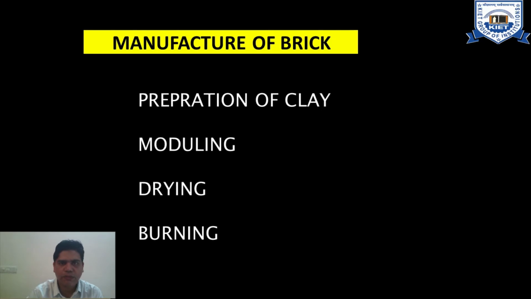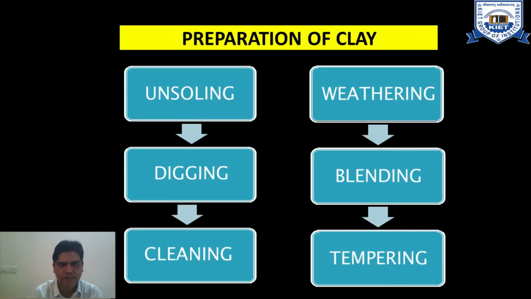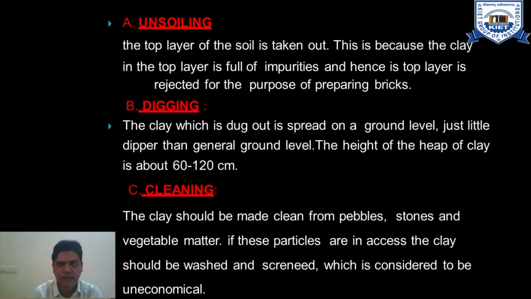Now coming on to the manufacture of brick, it involves the following processes. First is the preparation of clay, then molding of bricks, then drying of bricks, and lastly the burning of bricks. The preparation of clay involves unsoiling, followed by digging, then cleaning, weathering, blending, and lastly tempering. And this is how the plastic clay mass is produced for the molding of the bricks.